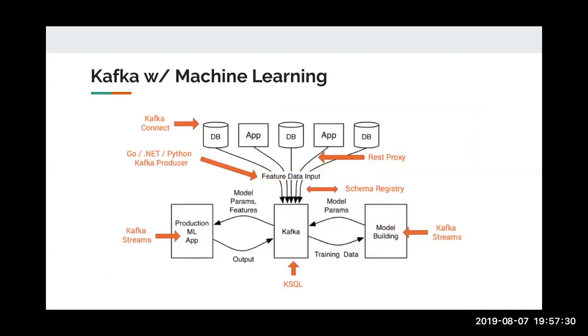Kafka is also used for machine learning, and this in particular shows that you can use Kafka Streams for modeling, as well as taking data out, evaluating it in real time for the production system. Now, I haven't tested Kafka Streams for machine learning, but if Confluent says they can do it, then they can probably do it.